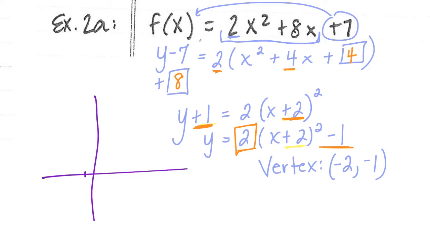My vertex is at negative 2, negative 1. I'll go ahead and graph it in a different color. I'm going to go over 1 up 2, over 1 up 1, 2, 3, 4, 5, 6. So notice I'm just making that, and this is stretching big time to the heavens.